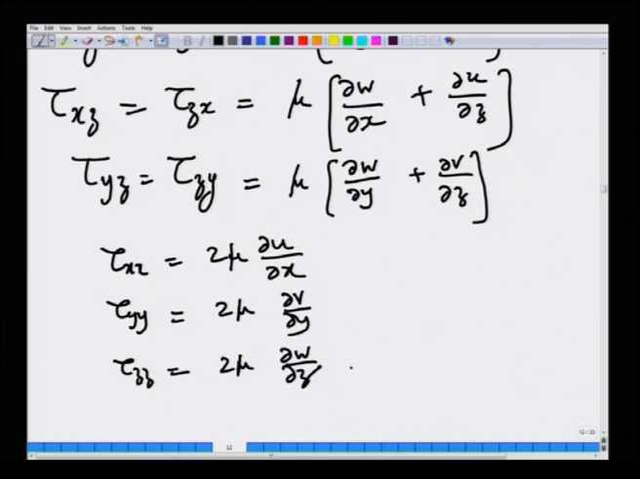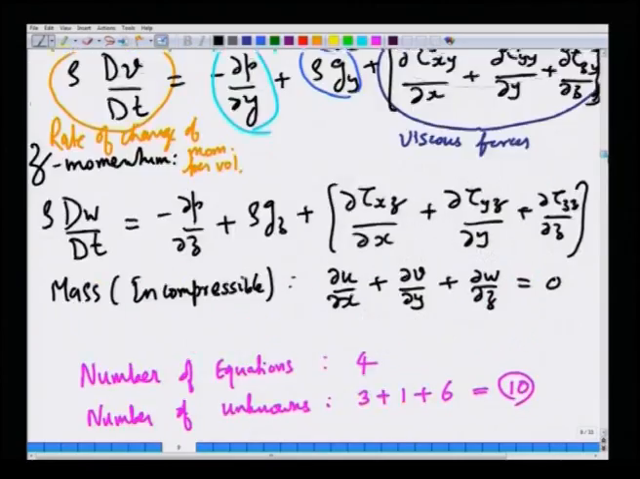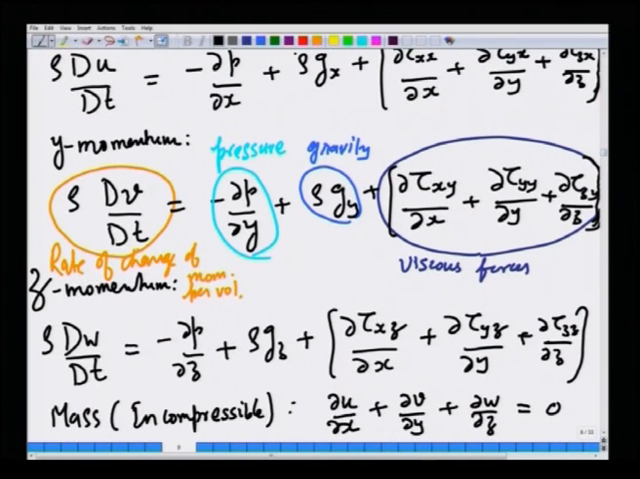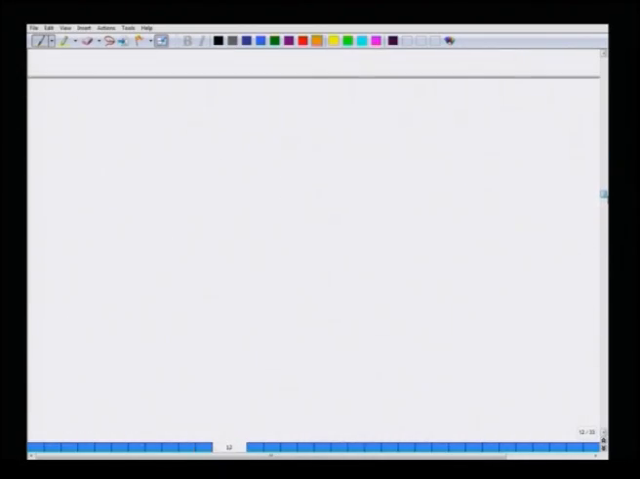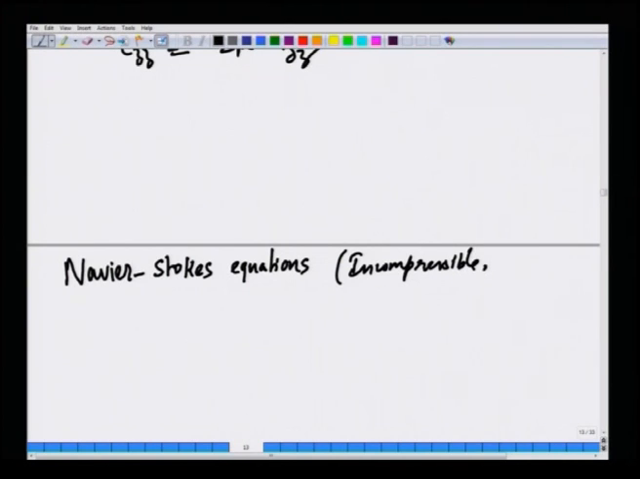When we substitute this set of equations in the momentum equations, we have to substitute for each value of stress the constitutive relations that we just wrote down for a Newtonian fluid. Then you will get the following equations called the Navier-Stokes equations. The Navier-Stokes equations are simply the differential form of the momentum balance for a Newtonian fluid. We are going to specialize for incompressible fluids as well as Newtonian fluids.